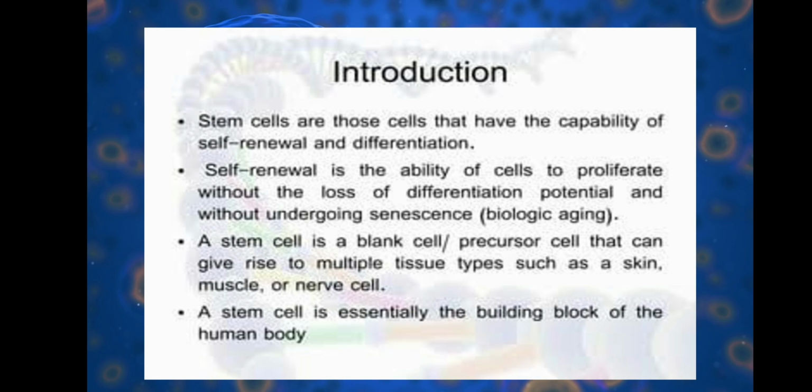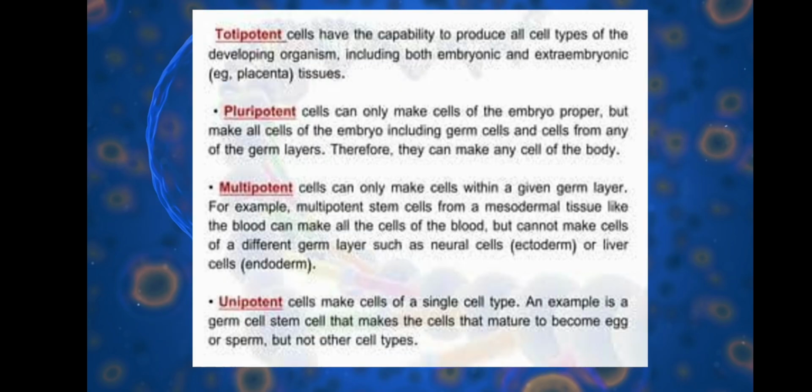Next, move on to the topic of stem cells. What are stem cells? These are cells that have the capability of self-renewal and differentiation. Self-renewal is the ability of cells to proliferate without loss of differentiation potential and without undergoing senescence, that is, biological aging. A stem cell is a blank cell or precursor cell that can give rise to multiple tissue types such as skin, muscle, or nerve cells. A stem cell is essentially the building block of the human body.